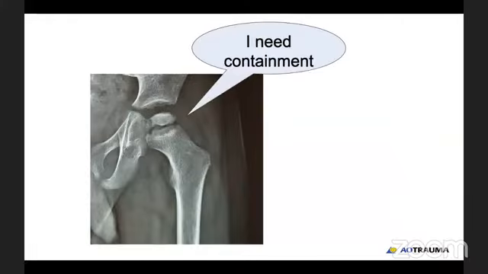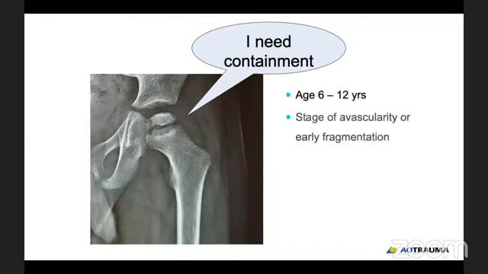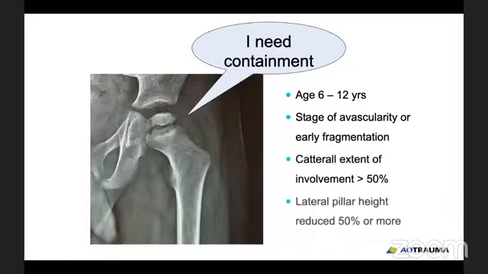So here's a hip which is actually crying for containment. All right. What are the parameters that are satisfied here? This is a child who's between 6 to 9 years of age. It's in that early stage of avascularity. As you can see, there's probably a stage 1B where you have sclerosis, where you can see there's some collapse of the femoral head. Here you can see that the head involvement is more than 50%, and the lateral pillar height is reduced to 50% or more. So this is a Herring B, which is likely to extrude. So because of all these parameters, containment really has a role to play.